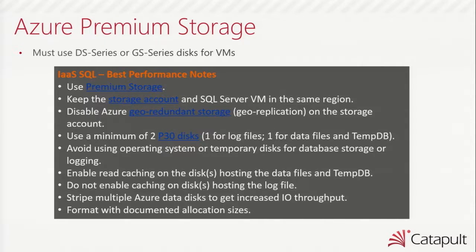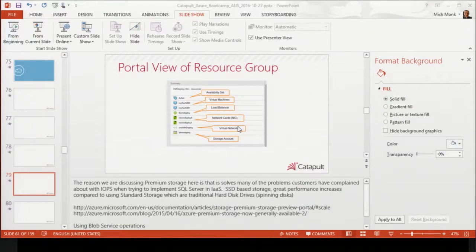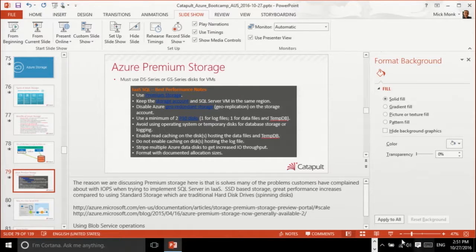Again, don't enable caching on the disk hosting the log file, but you do want to enable the caching on the disk hosting the data files and the tempdb. You can stripe across multiple disks to get an increase in I/O throughput, just like you could with traditional SAN implementations, and use the correct allocation size. Oops, well done.